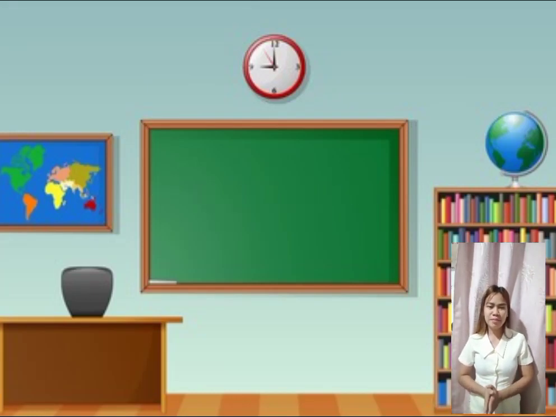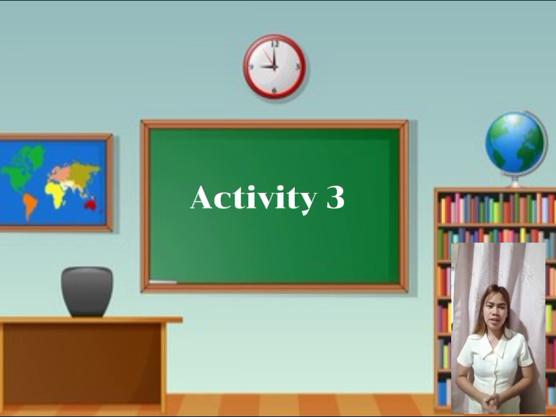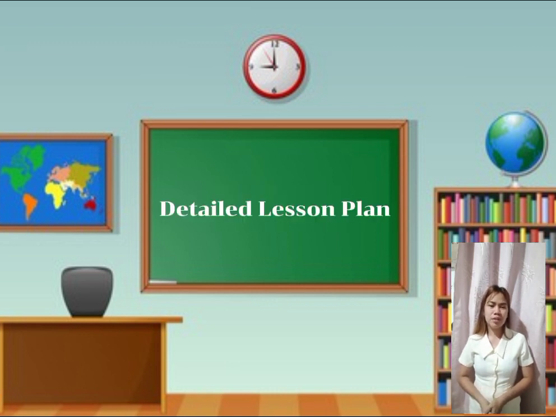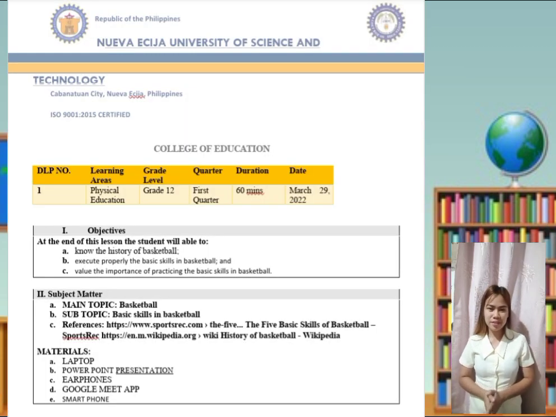So this is my activity 3 and I'm going to discuss my detailed lesson plan with the main topic basketball and the subtopic basic skills in basketball. The learning area of my lesson plan is physical education and it is intended for grade 12, first quarter, and the duration is 60 minutes.